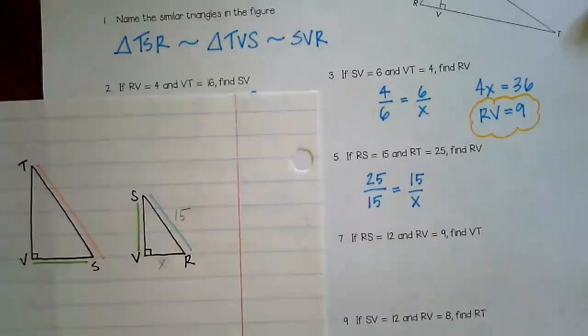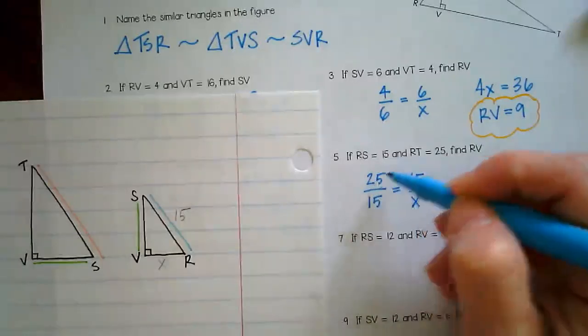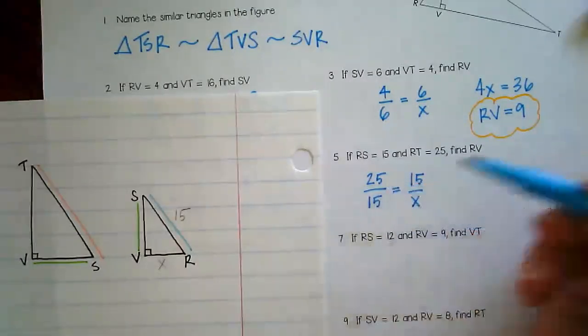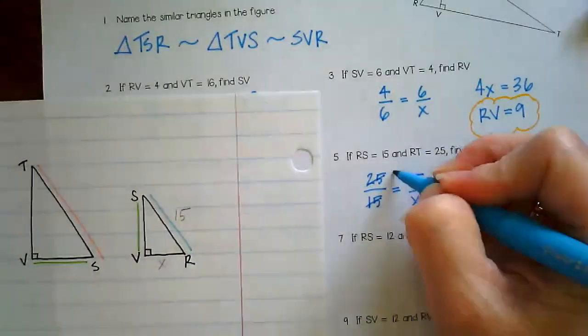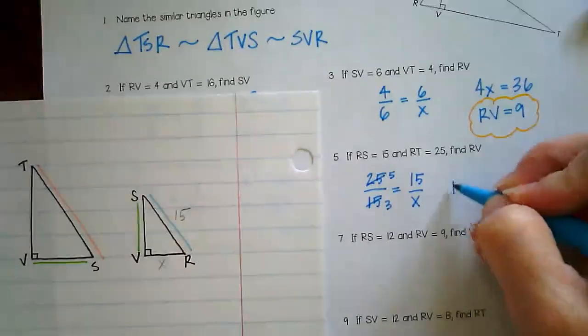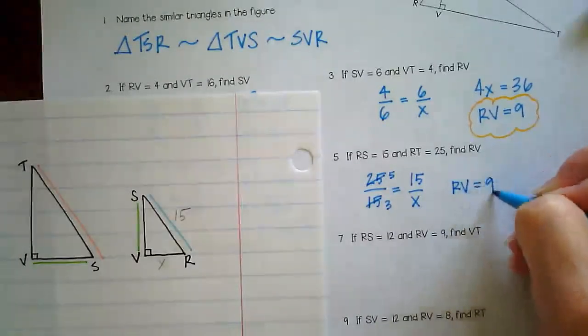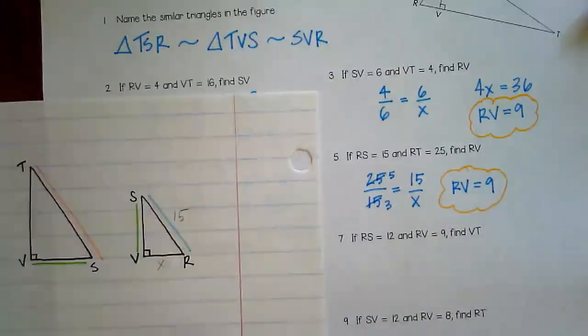So there's different ways we could do this. We could reduce this one down, or we could just multiply the diagonals together. It really doesn't matter, but if we reduce this by 5, we get 5 over 3, and then we can see that RV is going to equal 9. All right, that was a little bit better.